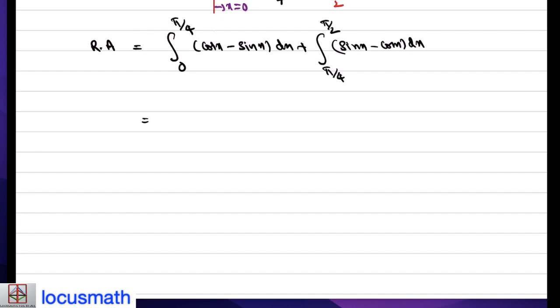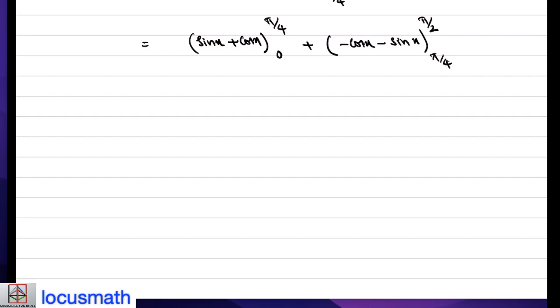Integration of cos x is sin x. Integration of sin x is minus cos x, that is plus cos x here, minus minus. The limits are 0 to pi by 4. Plus the second integral: integration of sin x is minus cos x, integration of cos x is just sin x. The limits are pi by 4 to pi by 2.